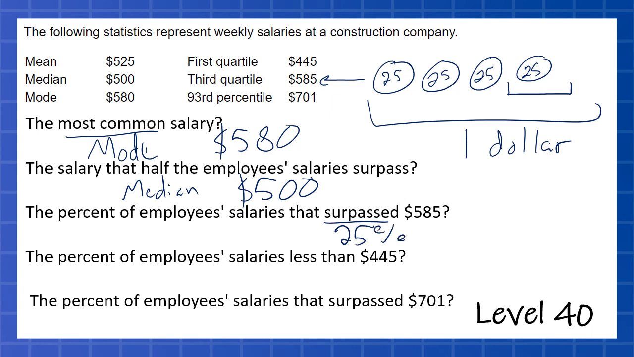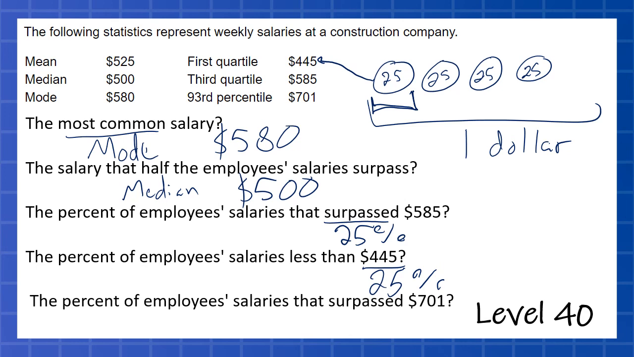The percent of employees with salary less than the first quartile, less than 445. So if we look right there, and we have all 4 quarters as $1, the first quartile means just the first quarter, okay? How many of them are less than the first quarter? Well, how many cents do we have less than the first quarter? It's just 25% there. If I ask for more than the first quarter, we'd say, well, there's 75% more.